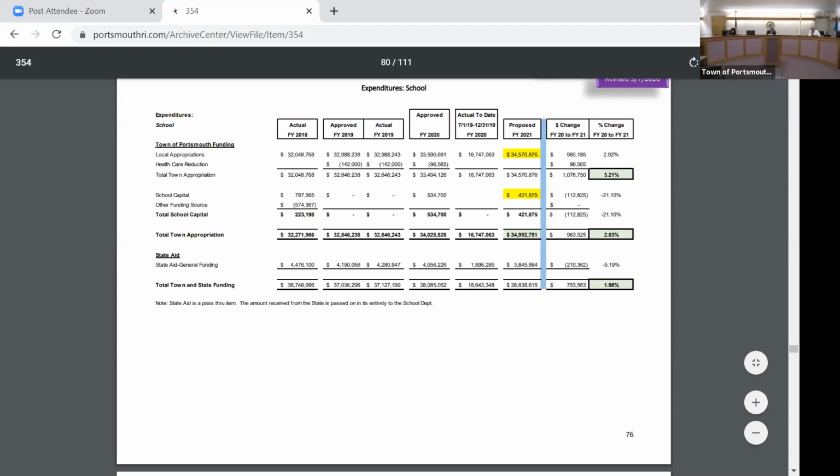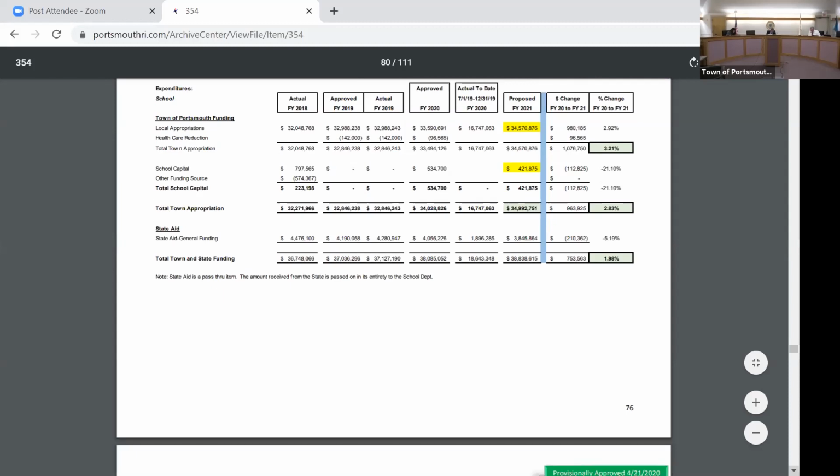What did I say? $75, sorry about that. So we are asking for a new provisional approval of $34,992,000. Nope. Where am I? But I think we have to start with the local appropriation first. We'll do that. I did total, so you're probably correct. So we are asking for new provisional approval of the local appropriation to the school department from the town of $34,570,876. Keith Hamilton, so moved.